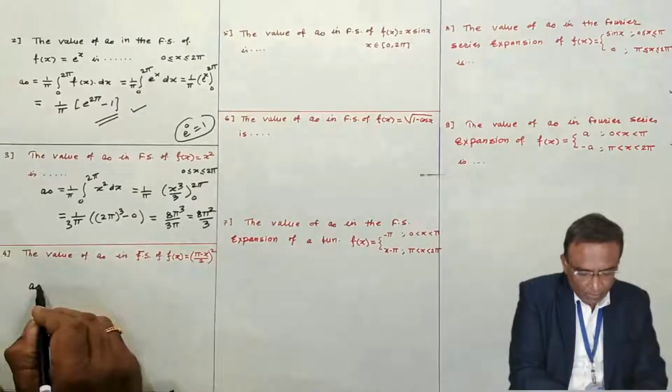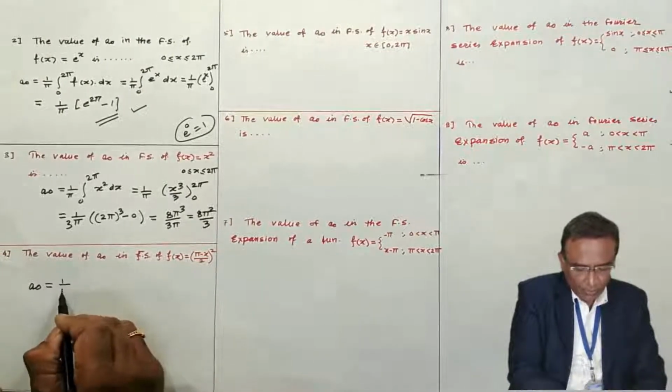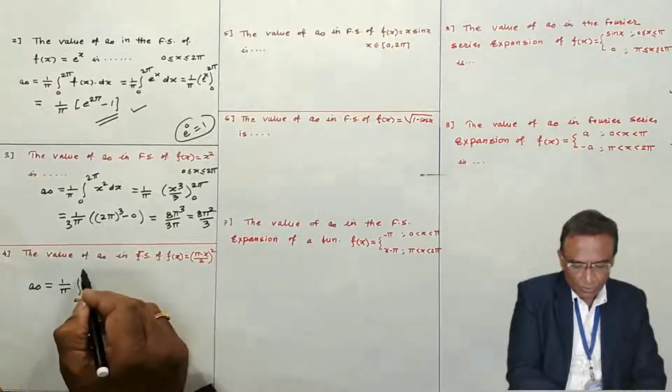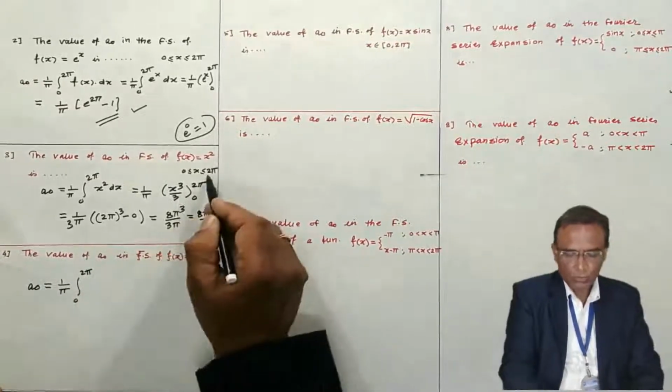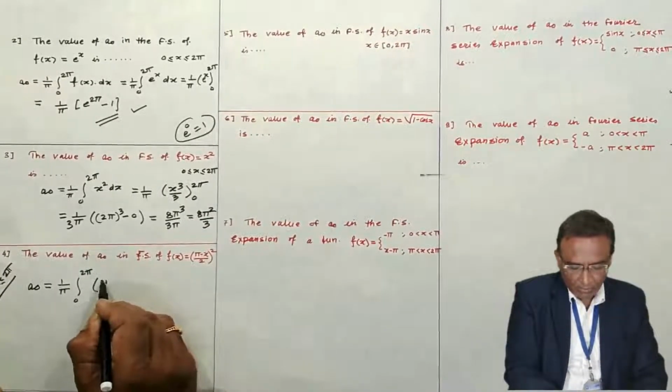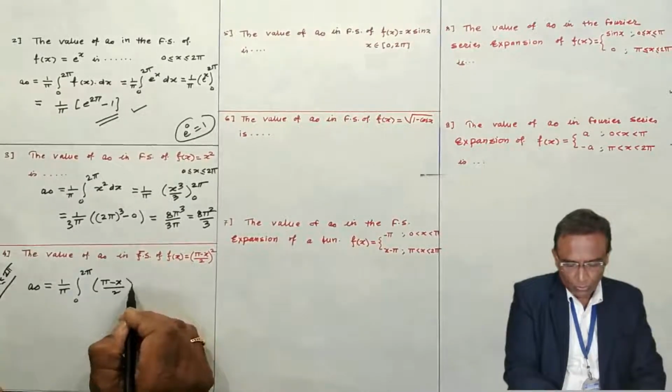Similarly, the value of a0 is what here? 1 by pi integral 0 to 2 pi. Here the range is 0 to 2 pi. fx is pi minus x by 2 whole square.